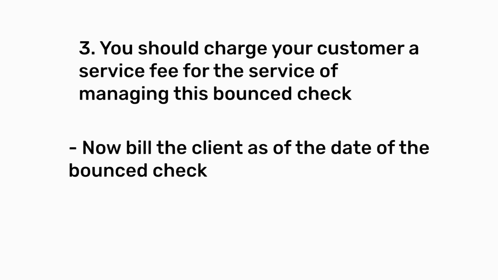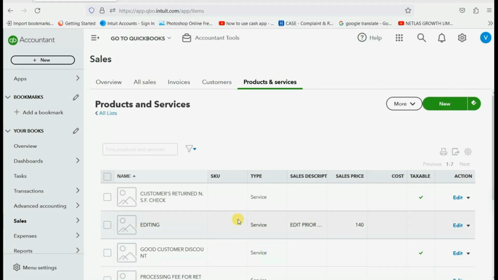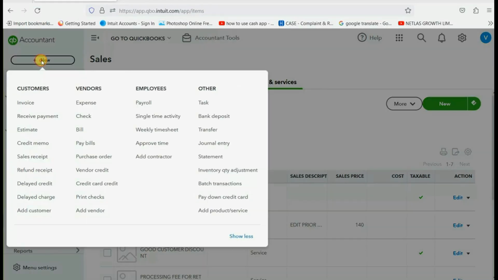The date of the invoice should be the date that the bank deducted the money from our account. And in this example, we are charging our client $50 because they bounced a check on us. Our bank's fee should be reimbursed, and we should also get something for our time. So it's very simple. From the top left, we click New.